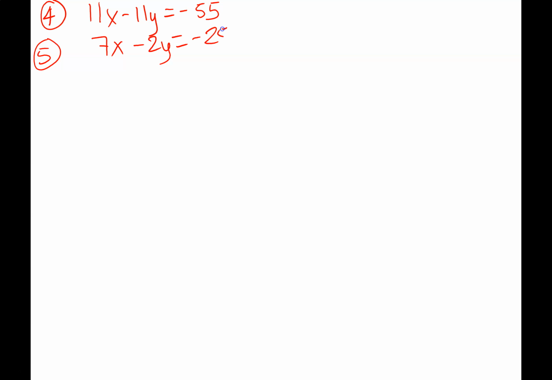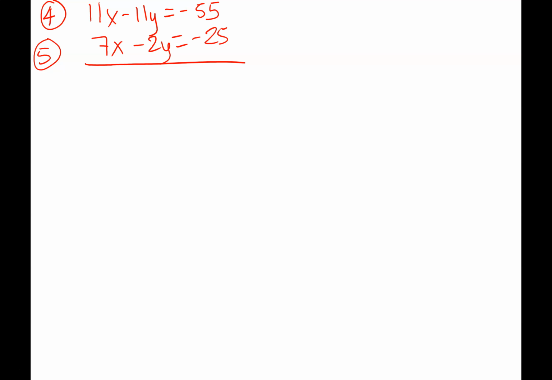So again, equation 4 from the previous slide. I'm going to write it right now. That was 11x minus 11y is equal to a negative 55. We also had equation 5 from the previous slide as well. That was 7x minus 2y is equal to a negative 25. Okay. Beautiful.